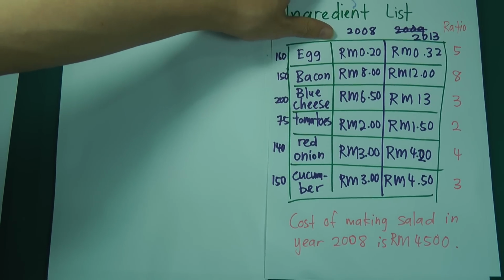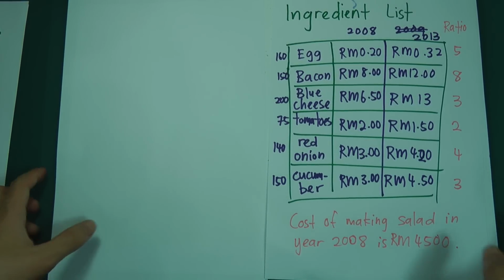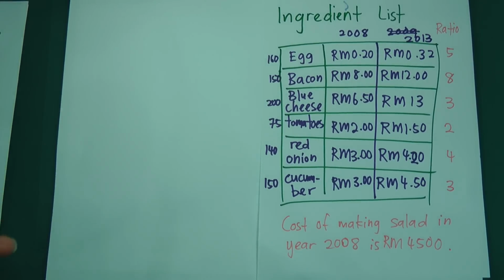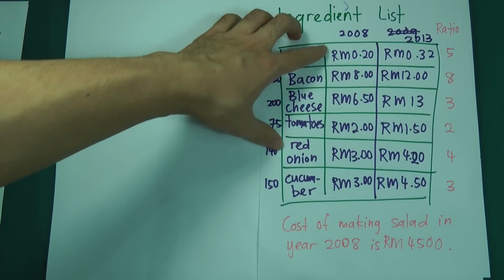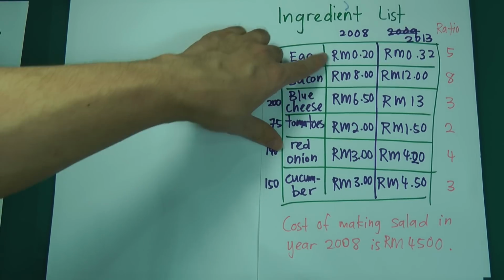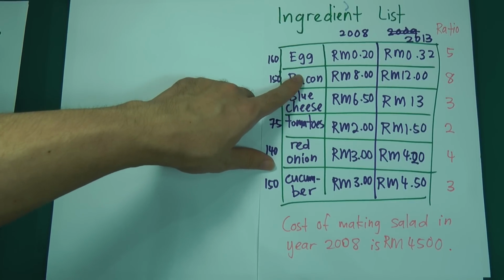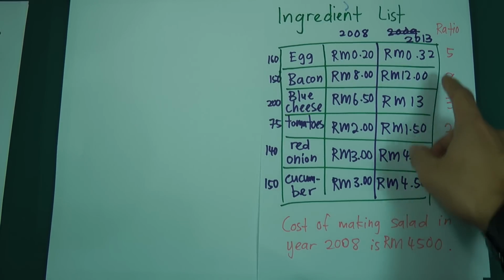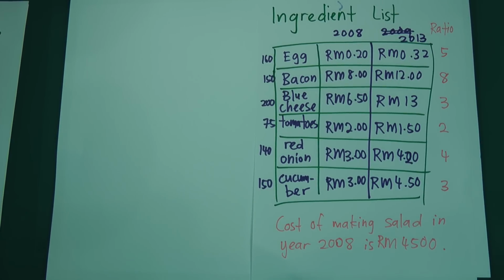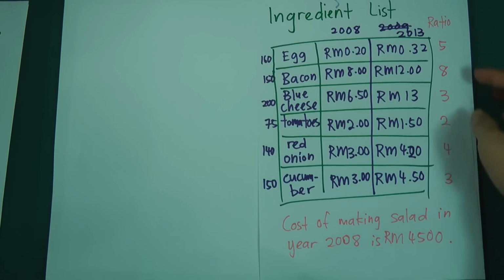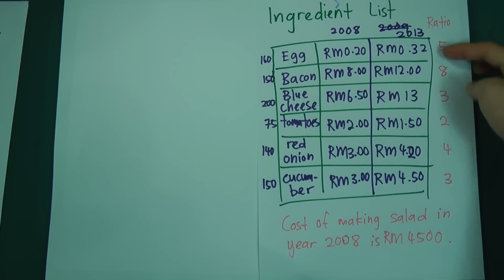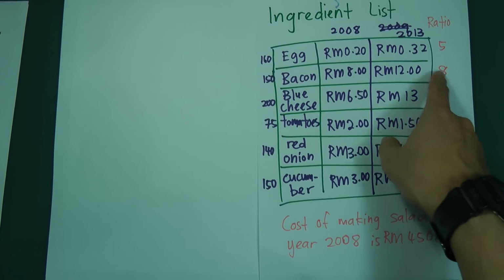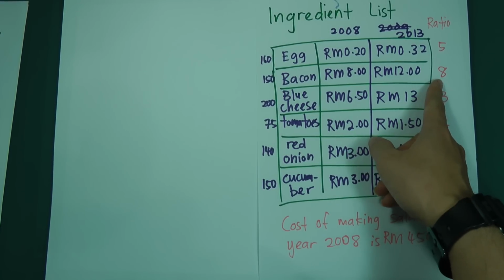But for composite index, there is one very important thing, which is what we call weightage. Weightage means how many percent. Let's say you want to make a very good salad. How many percent do you need to use for egg? And how many percent of ingredients are you going to use for bacon? So over here, I roughly write down the ratio in order to make a good salad. So I know in order to make the salad very nice, maybe I have to put a lot of bacon. So for bacon, the ratio is 8.